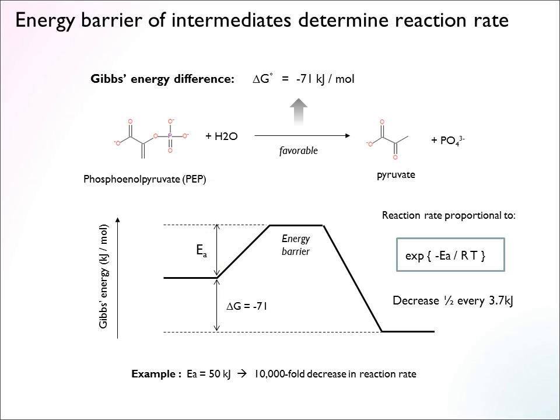For example, if you have an activation energy for a reaction of 50 kilojoules, then you can calculate quickly that this is about a 10,000-fold decrease in the reaction rate compared to having no energy barrier at all. So this is a very strong dependence, and fairly small energy barriers will really determine the reaction rate strongly.